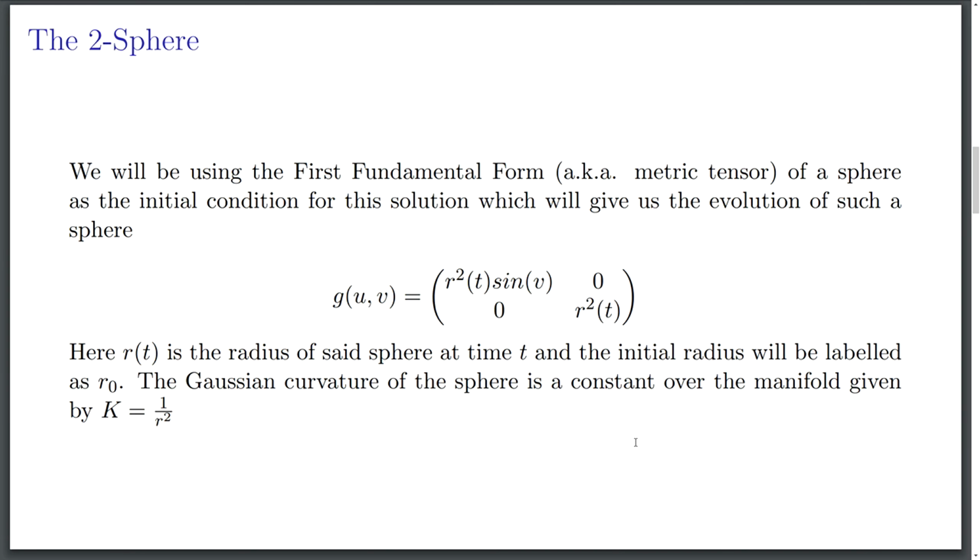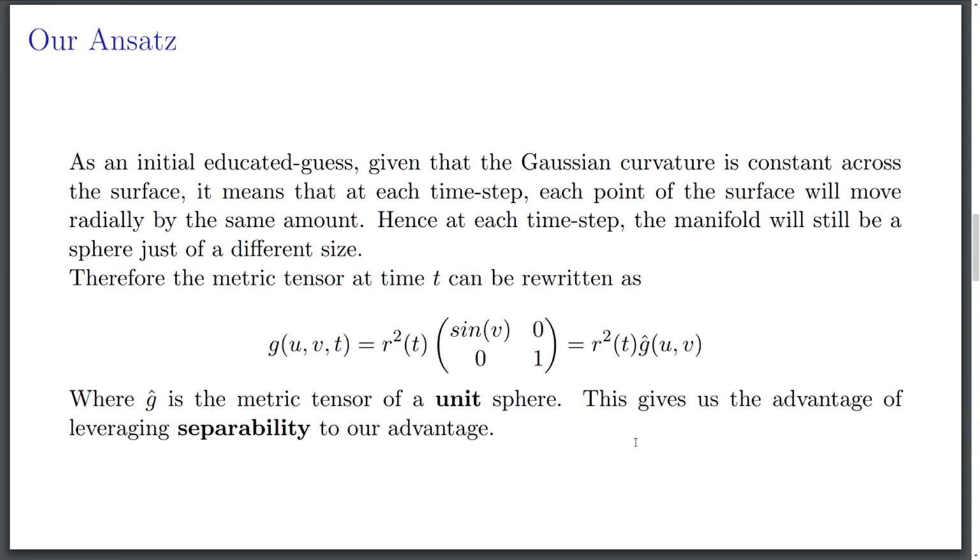Now, that means that at every step this system takes through time, for example, at 0 seconds we start with a sphere, and then at 1 second after, we should also have a sphere, because everywhere is changing radially by the same amount.